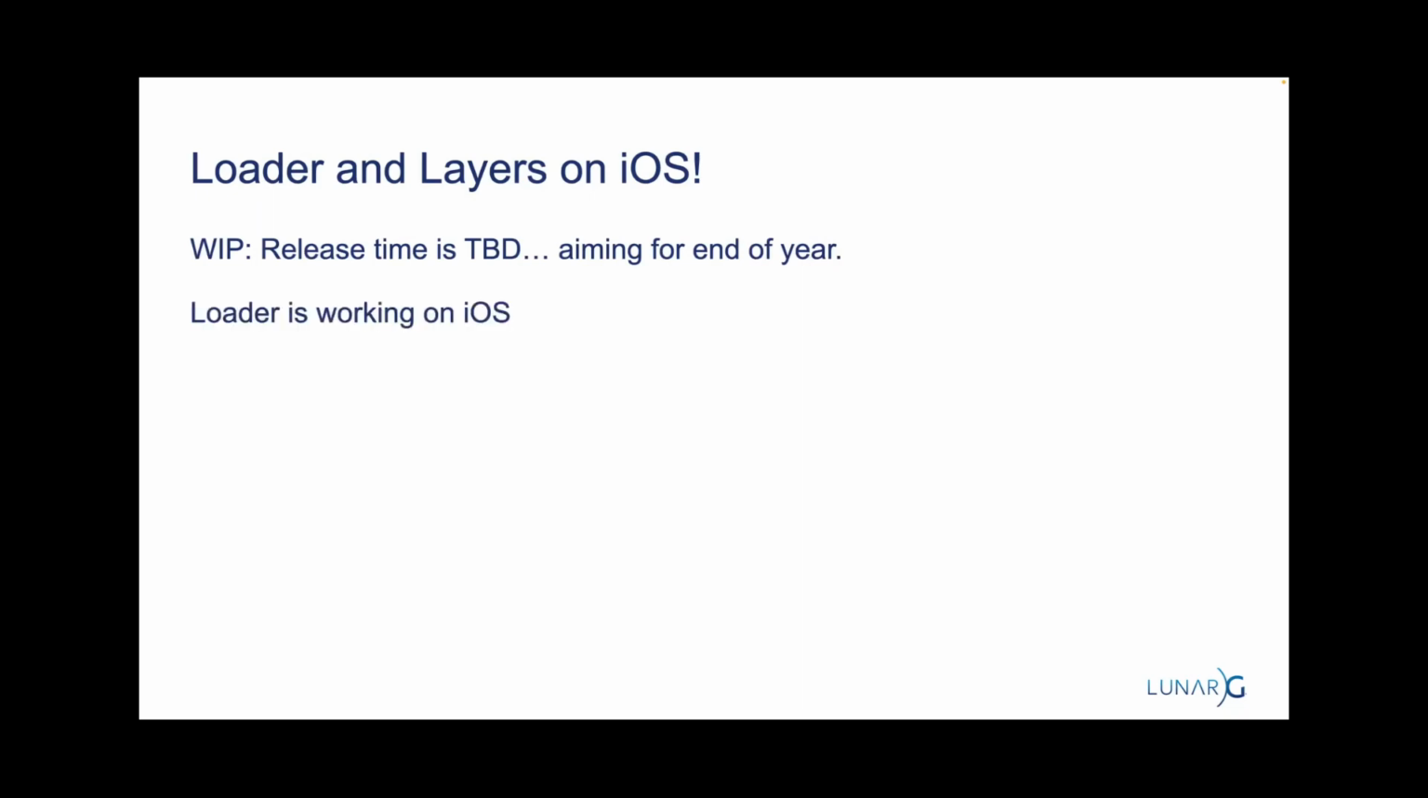Currently in-house, we have the loader actually working, and layers do work. It's only explicit layers though. So iOS is even more locked down than the desktop. We can't install layers in a system location. They have to go in the app bundle. So there's no implicit layers on iOS. It's not even an option in developer mode.